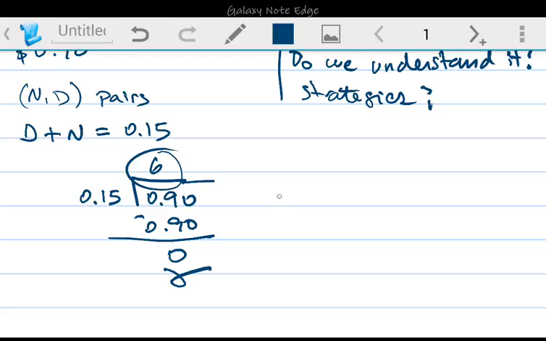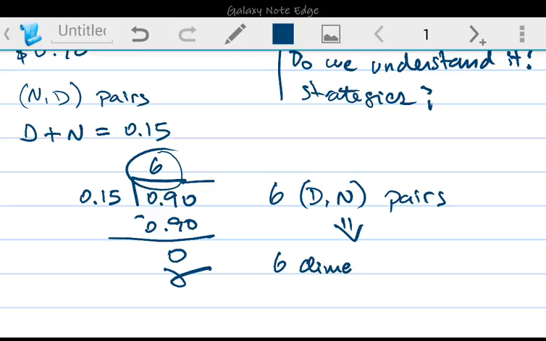So what does that mean? That means that we have 6 nickel and dime pairs. Okay, what does that mean? It means that we have 6 dimes and we have 6 nickels.